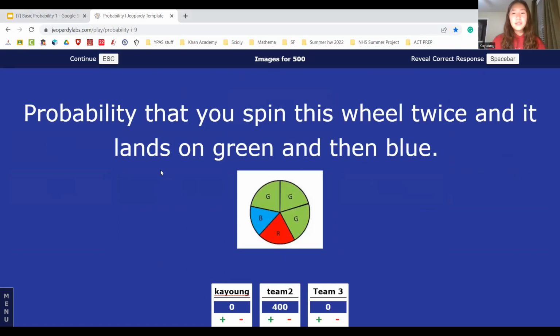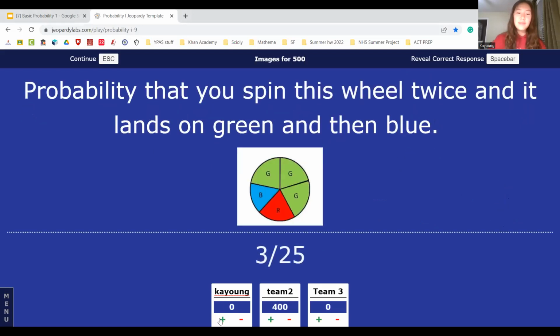Let's see. The probability that you spin this wheel twice and it lands on green and then blue. So it says and, right? So now I know it's an and question. It's 3 out of 5 for the first one to be green, and 1 out of 5, so 3 out of 25. People are helping me in the chat, aka Daniel. Let's see. Were you right though? My answer is 3 out of 25.